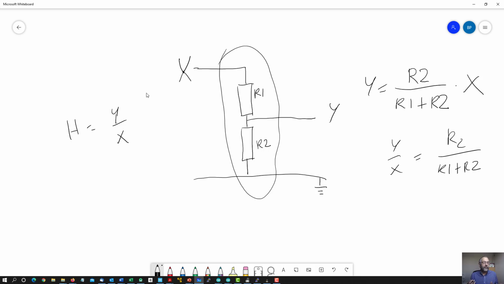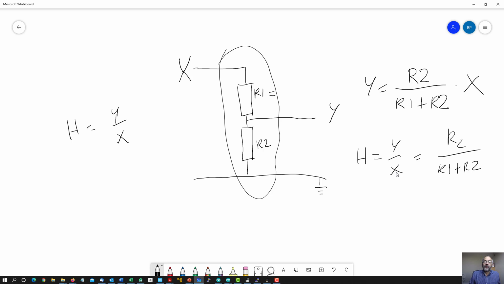But this is a well-known formula in electronics. I hope you are not surprised by this and you understand what I'm doing here. This is how a voltage divider works. So the output is R2 divided by R1 plus R2 times the input. And because of that, we automatically know what the transfer function is, because that's R2 divided by R1 plus R2.